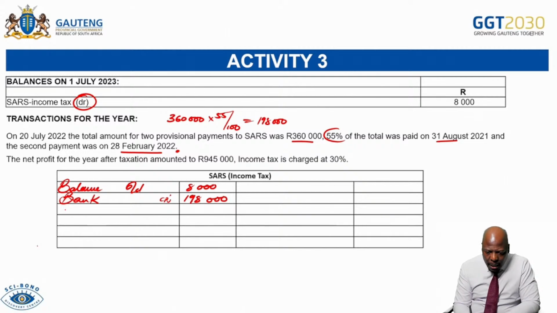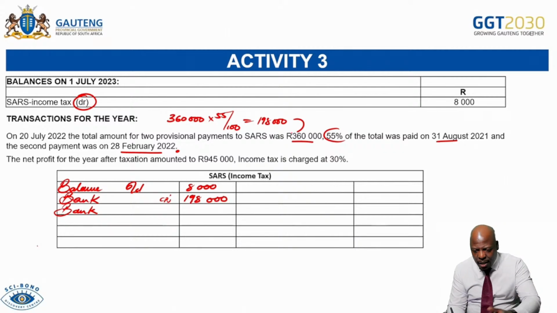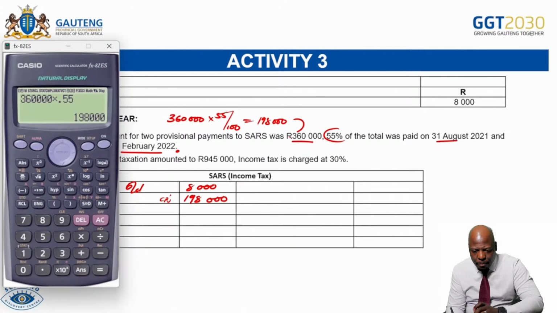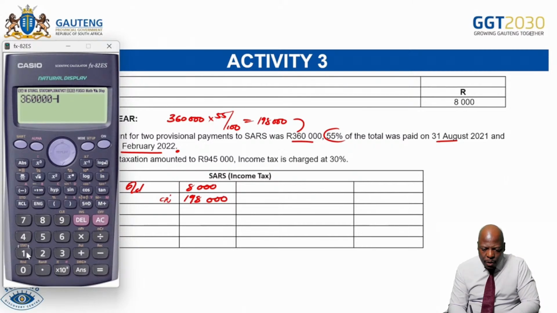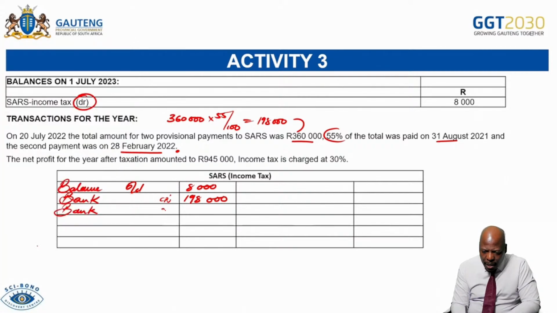So I'm going to come back again here and I'm going to say bank. So the second payment, we're simply saying 360 minus 198. In other words, we want the 45%. So we can get the difference. It will still be the same. So I'll simply say 360,000 minus 198,000. And that's going to give me 162,000. So I'm going to come here. My second provisional payment is 162,000, like that. So we are done with this part here.